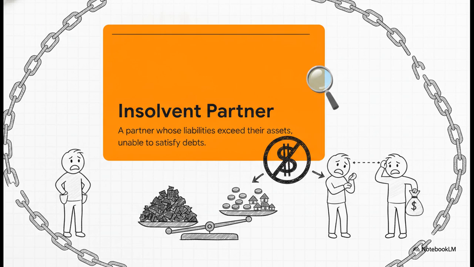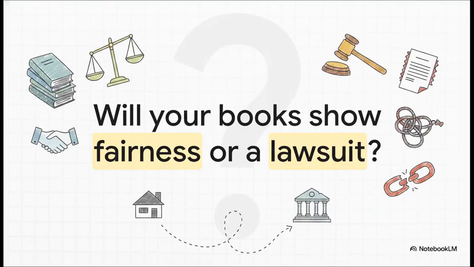If, after selling everything, a partner's capital account is in the negative and they don't have the private personal assets to cover it, they are considered an insolvent partner. Because liability is joint and several, the remaining solvent partners must step in and absorb that deficiency. You literally have to pay off the firm's debts from your own personal pockets, divided up in your profit-sharing ratio. It's a pretty sobering thought, isn't it? The difference between a clean break and a really messy legal battle entirely comes down to whether you tracked these fundamentals correctly from day one. Will your book show fairness or a recipe for a lawsuit?